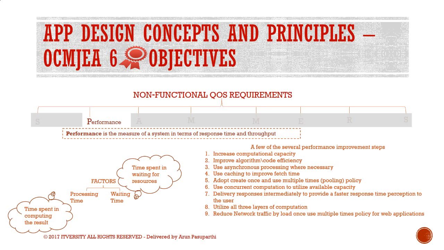Last one is reduce the network traffic by a load once and use multiple times policy. Content delivery networks and things like that, which deliver static content to the user faster, will definitely improve your performance. Now, these are the 9 steps. I'm not saying that these are the only ways you have to do it. There are various ways, but these are some things that are very notable, and you'll have to use these kinds of mechanisms while doing your assignment submission.